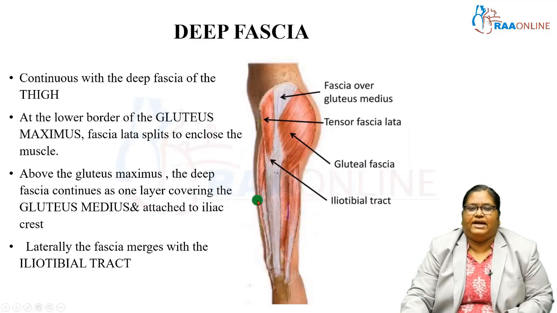Deep fascia is continuous with the deep fascia of the thigh and at the lower border of the gluteus maximus muscle, the fascia splits into two to enclose the muscle, both the tensor fascia lata and the gluteus maximus muscle. Above the gluteus maximus, the deep fascia continues as one layer covering the gluteus medius muscle. So you can see the fascia here covering the gluteus medius muscle. And laterally, the fascia merges with the iliotibial tract.